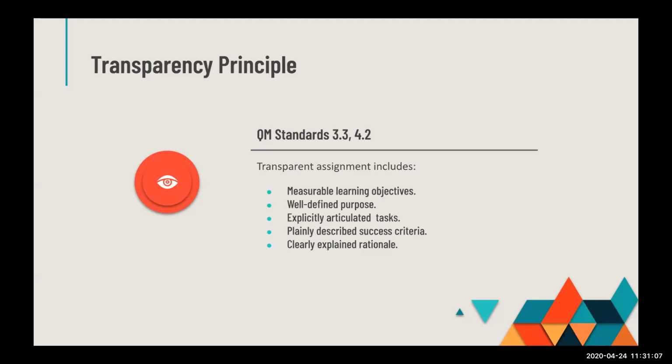So as you can see, there are two Quality Matters standards that tap into the transparency principle. We have 3.3, which states that we need to provide specific and descriptive criteria used to evaluate students' work. And there is also standard 4.2, which says that we have to offer a clear explanation of the relationship between the instructional materials and learning activities.